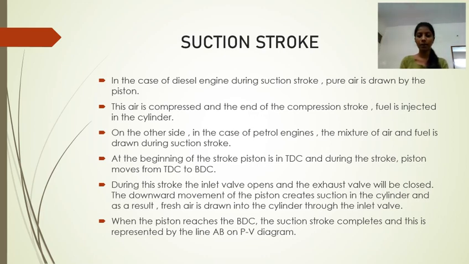At the beginning of the stroke, the piston is at TDC, and during the stroke, the piston moves from TDC to BDC. During this stroke, the inlet valve opens and the exhaust valve is closed. The downward movement of the piston creates suction in the cylinder, and as a result, fresh air is drawn into the cylinder through the inlet valve. When the piston reaches the BDC, the suction stroke completes, represented by the line AB on the PV diagram.